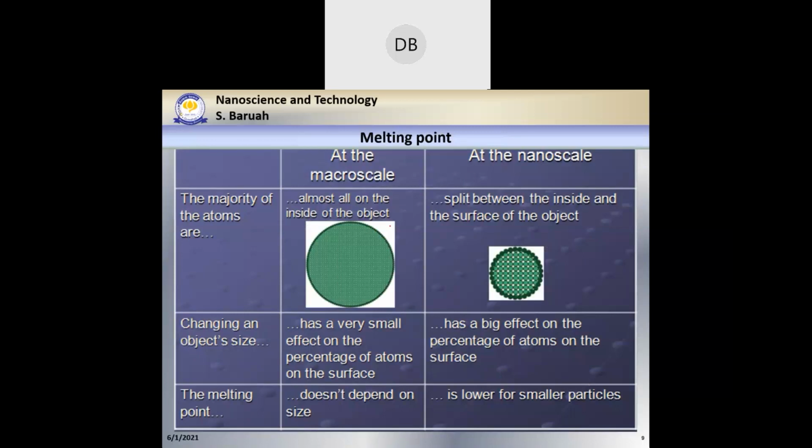So this table basically compares the macro scale with the nanoscale. The majority of the atoms in the macro scale are inside the material. All right, majority is inside.